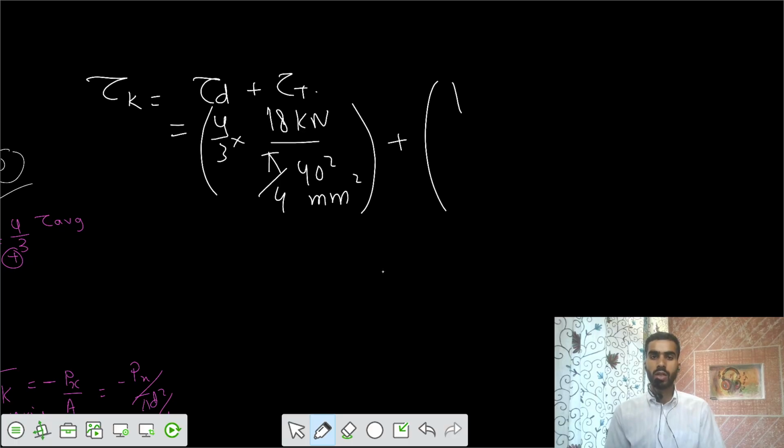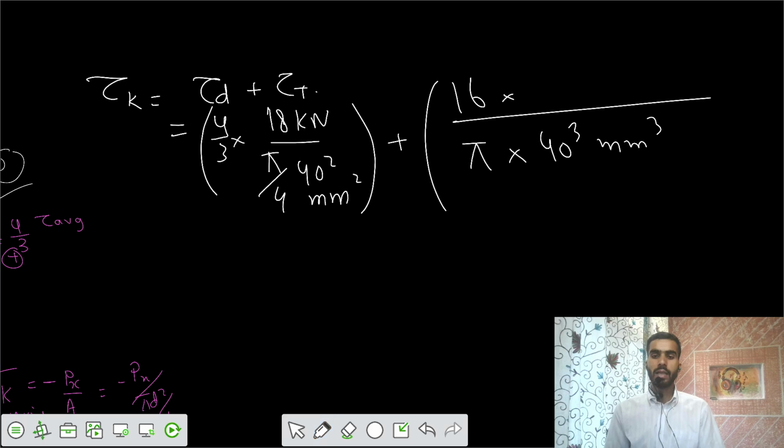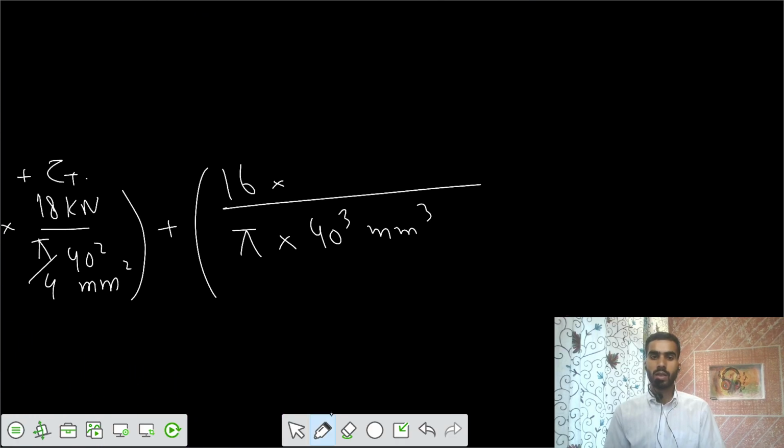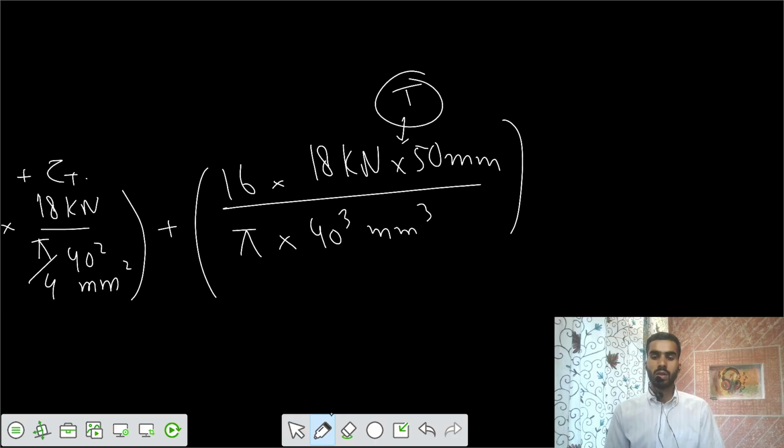That equals 16 T by pi d cube. What is the value of T? That's Tx. The value of Tx is equal to Py into a. That's 18 kilonewton into 50 millimeter. So this is your torque, 16 T by pi d cube.